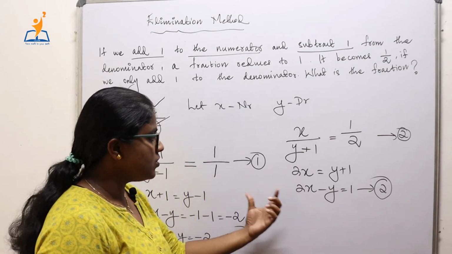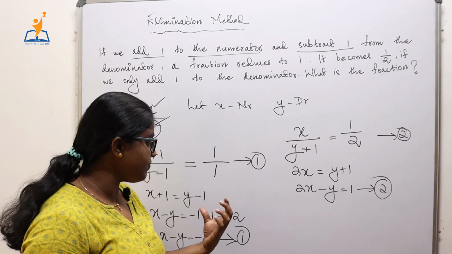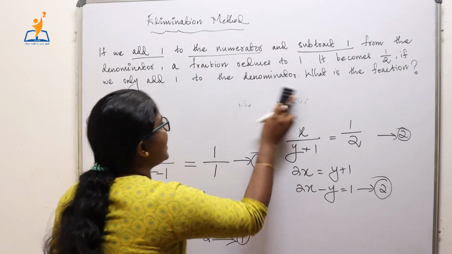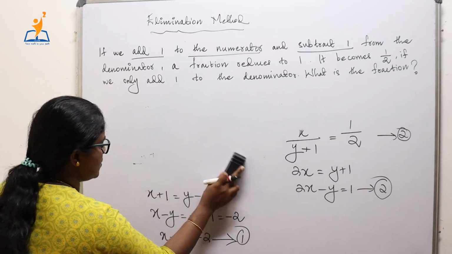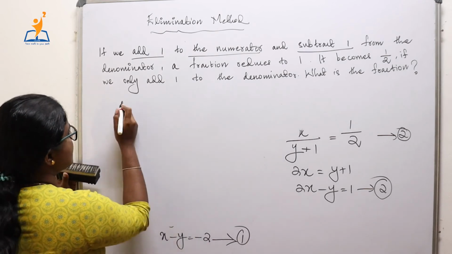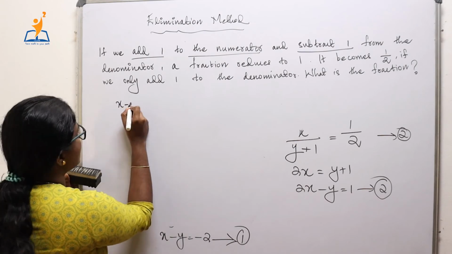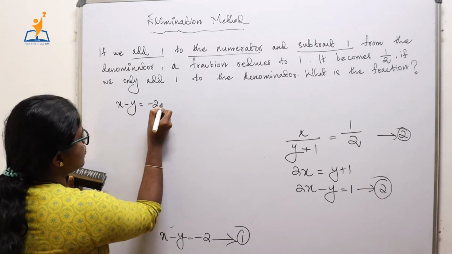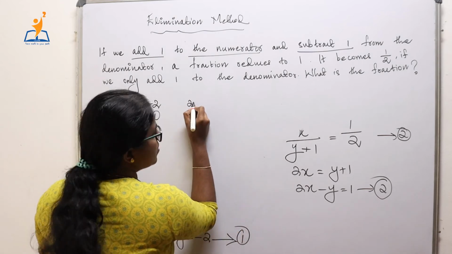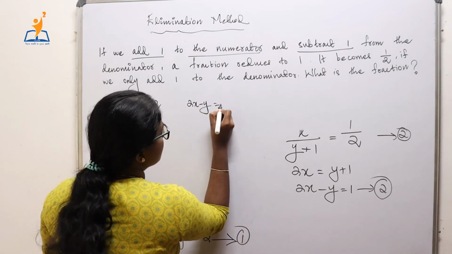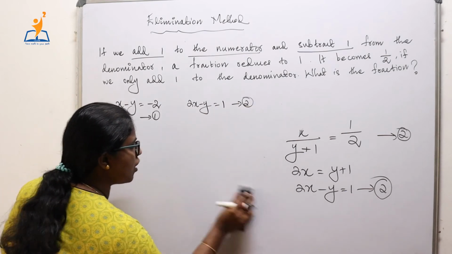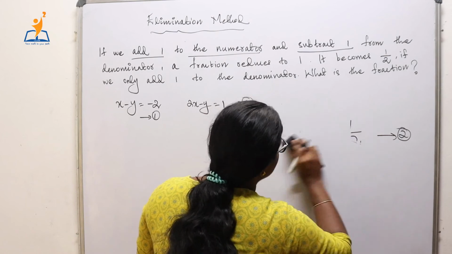Now we got two equations, that is a pair of linear equations in two variables. Let's write that once again and solve those equations using elimination method. The first equation is x minus y equals minus 2. This is our first equation. And the second equation is 2x minus y equals 1. This is our second equation. Now we are going to solve these equations using elimination method.